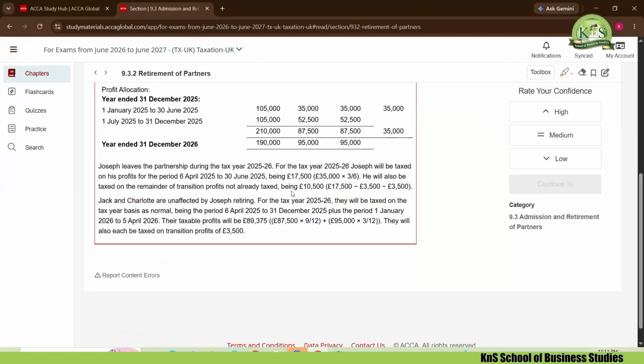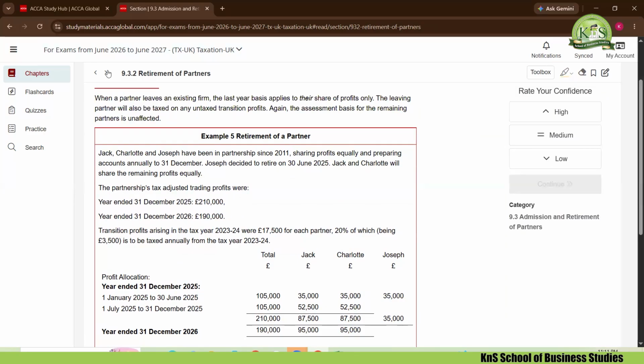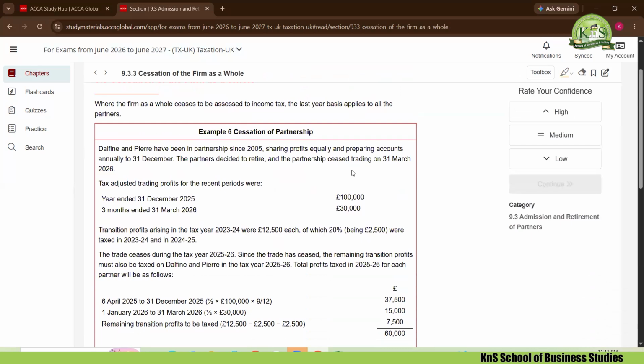Then it has given you some explanations according to the basis period. So you can study this. It's for your reading and calculation perspective. So this is what is happening in the partnership. And another concept is, if the entire business has ceased, what will you do? In this case, let's check.